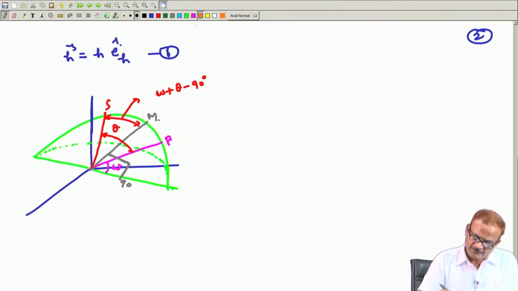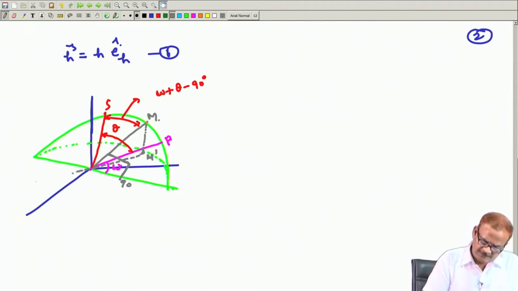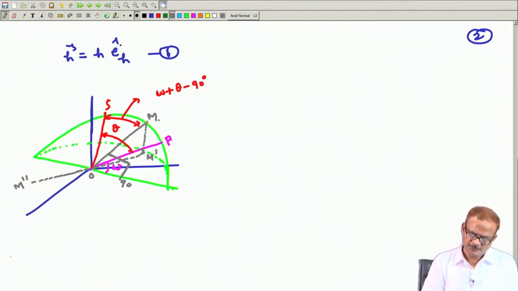Now, projection of this m onto the x y plane, this we will write as m prime, okay. And then we can join it by a line, like this, and this line we will extend it on this side, and we will write here m double prime. This is O, because this angle here, this is 90 degree.